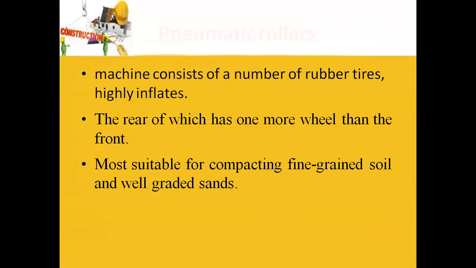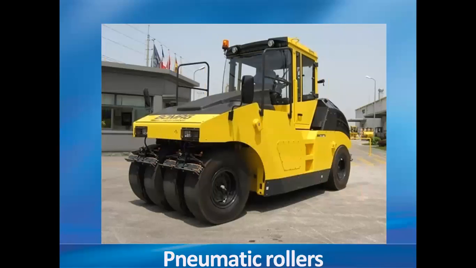The machine consists of a number of rubber tires highly inflated, the rear of which has one more wheel than the front, most suitable for compacting fine grade soils. These are the pneumatic rollers.